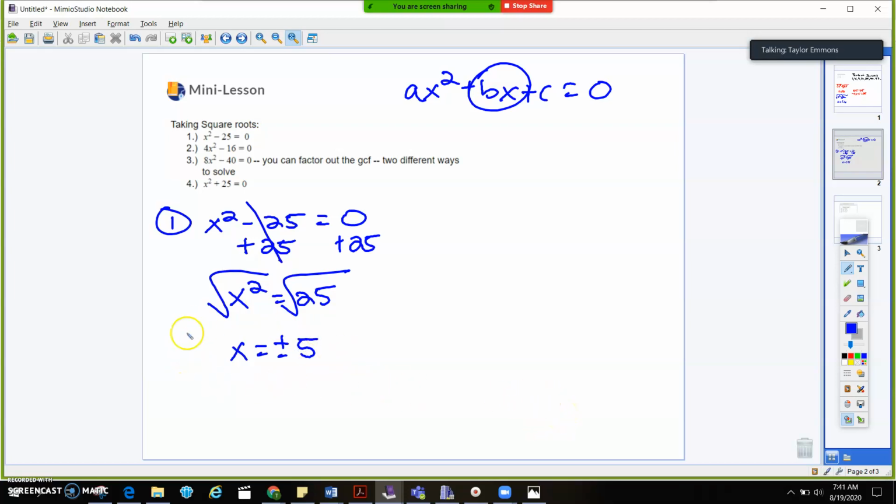You should always take these numbers and plug them back into your equation. If I put 5 back in here, I get 5 squared minus 25, and that equals 0. Then if I put in negative 5, I get negative 5 squared minus 25, and that also equals 0.